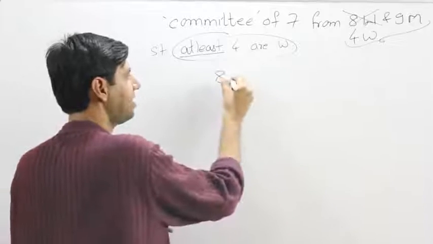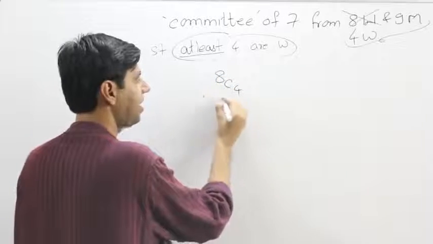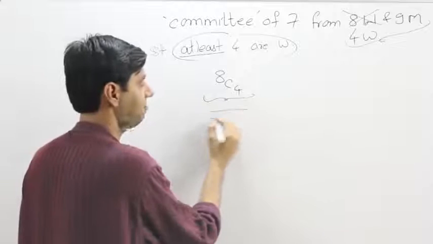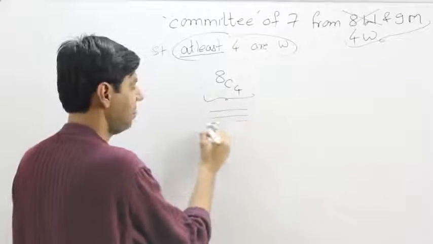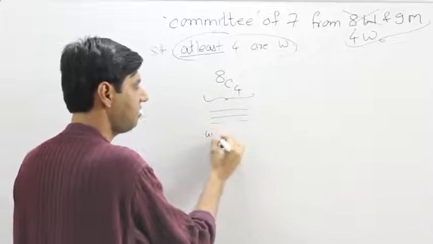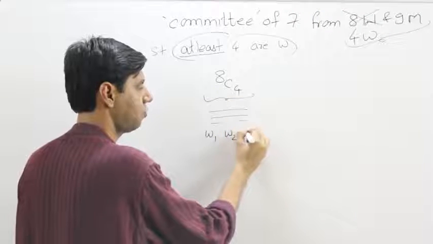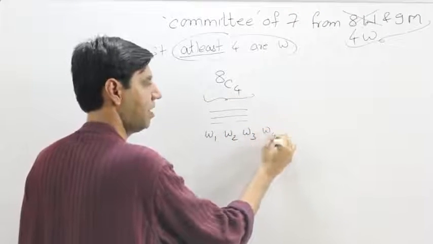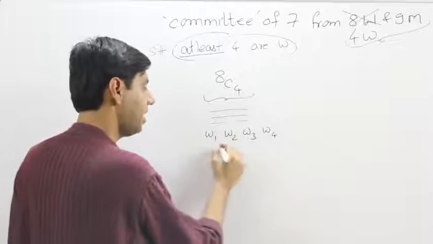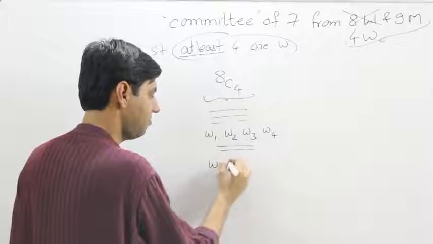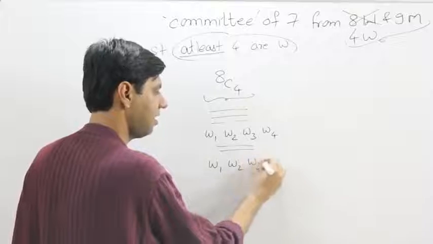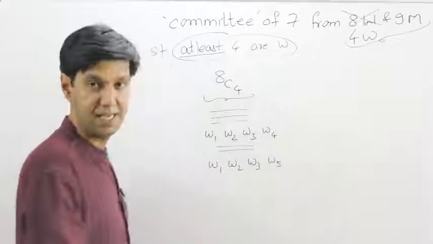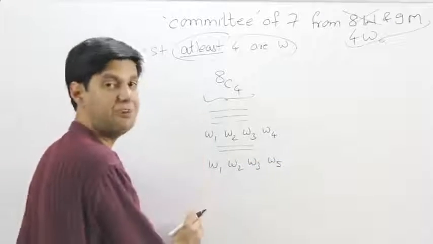When we say 8C4, we are writing every possible way of selecting 4 women. Let me just identify them. One way is women 1, 2, 3 and 4. Would there also be another possibility that women 1, 2, 3, 5 are selected? Yes. Why? Because this lists every possible way.